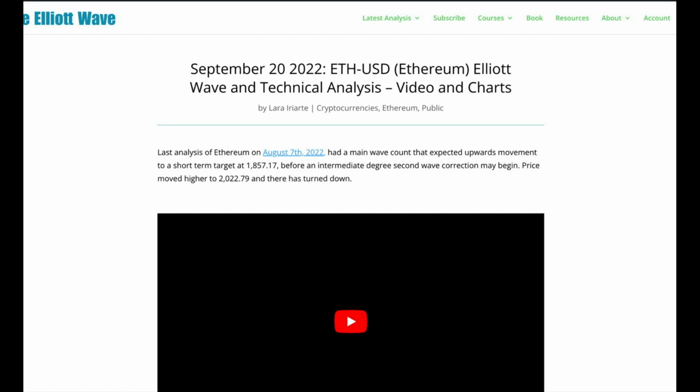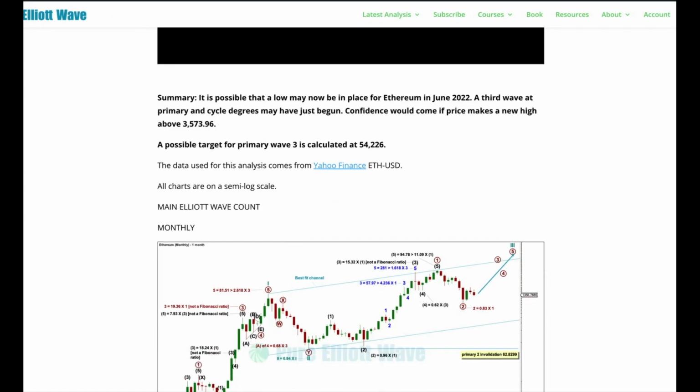My last analysis of Ethereum had a main wave count that expected a little bit more upward movement. My target was 1857.17. It reached 2022.79. At my target, I'd expected a trend change at intermediate degree and so another deep, big second wave correction, and so far that is exactly what's happening.